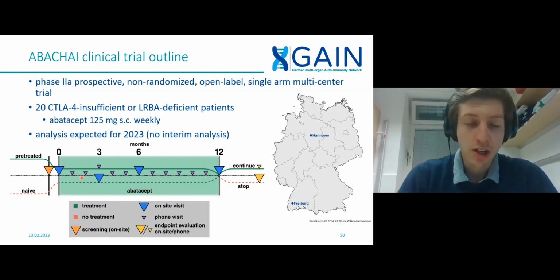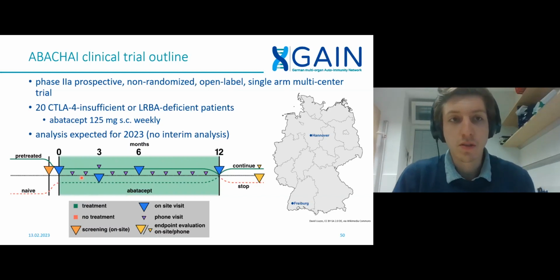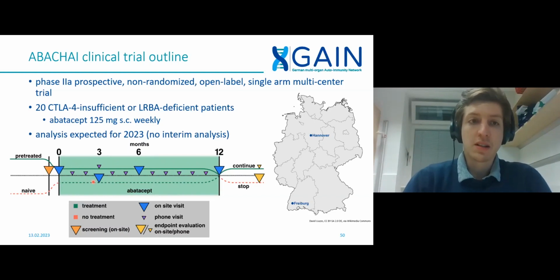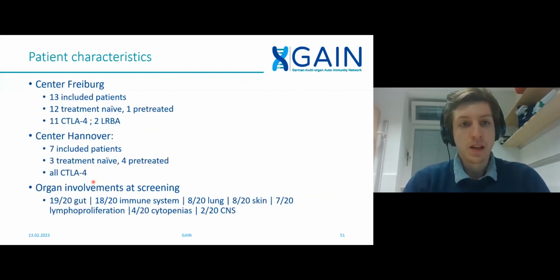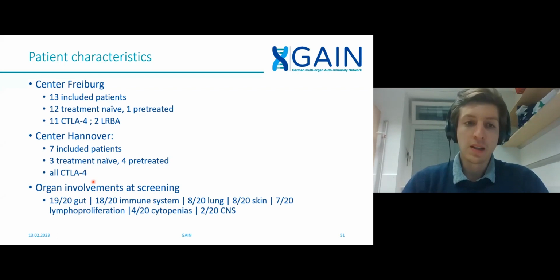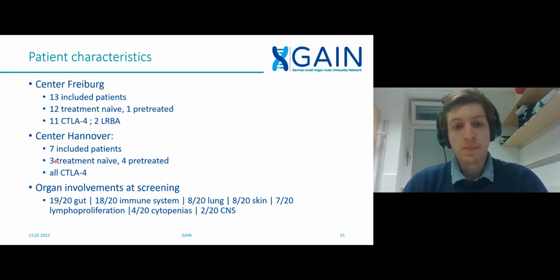And now I would like to share some preliminary results from the center Freiburg, as the center in Hanover is still treating patients. In Freiburg, we have included 13 patients. 12 of them were treatment naive, 1 was pre-treated, and 11 were having CTLA4 mutations, and 2 were LRBA patients. In Hanover, the rest of 7 patients were included, all of them having CTLA4 mutations. 4 of them were pre-treated, and 3 of them were treatment naive.